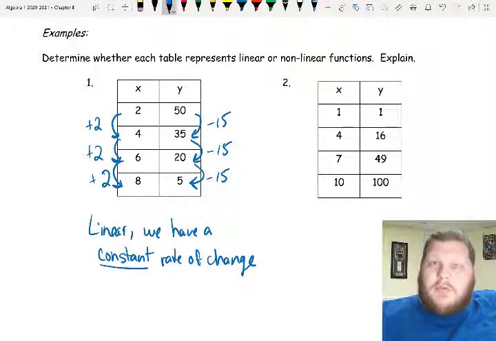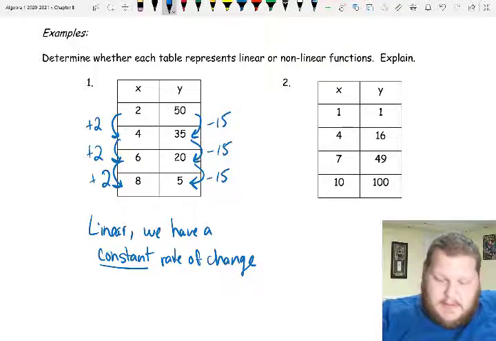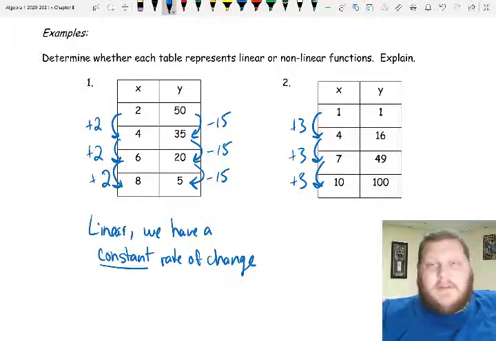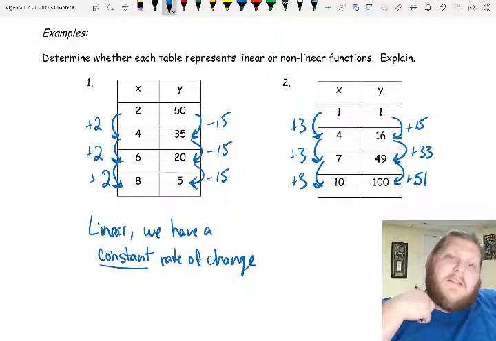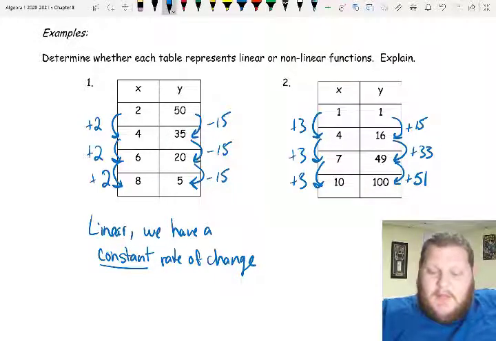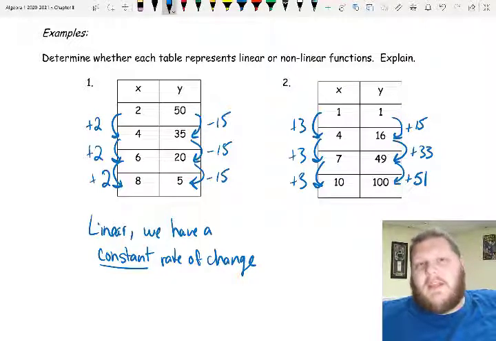If we look at number 2, now again, just looking for my x values and if they're consistent, and my y values being consistent. So here I go from 1 to 4, which is adding 3, 4 to 7, adding 3, 7 to 10, adding 3. So I can see my x values are still changing consistently, which is good. For my y values, however, 1 to 16 is adding 15, 16 to 49 is adding 33, 49 to 100 is adding 51. So we can see that even though my x values are changing consistently, my y values are not.